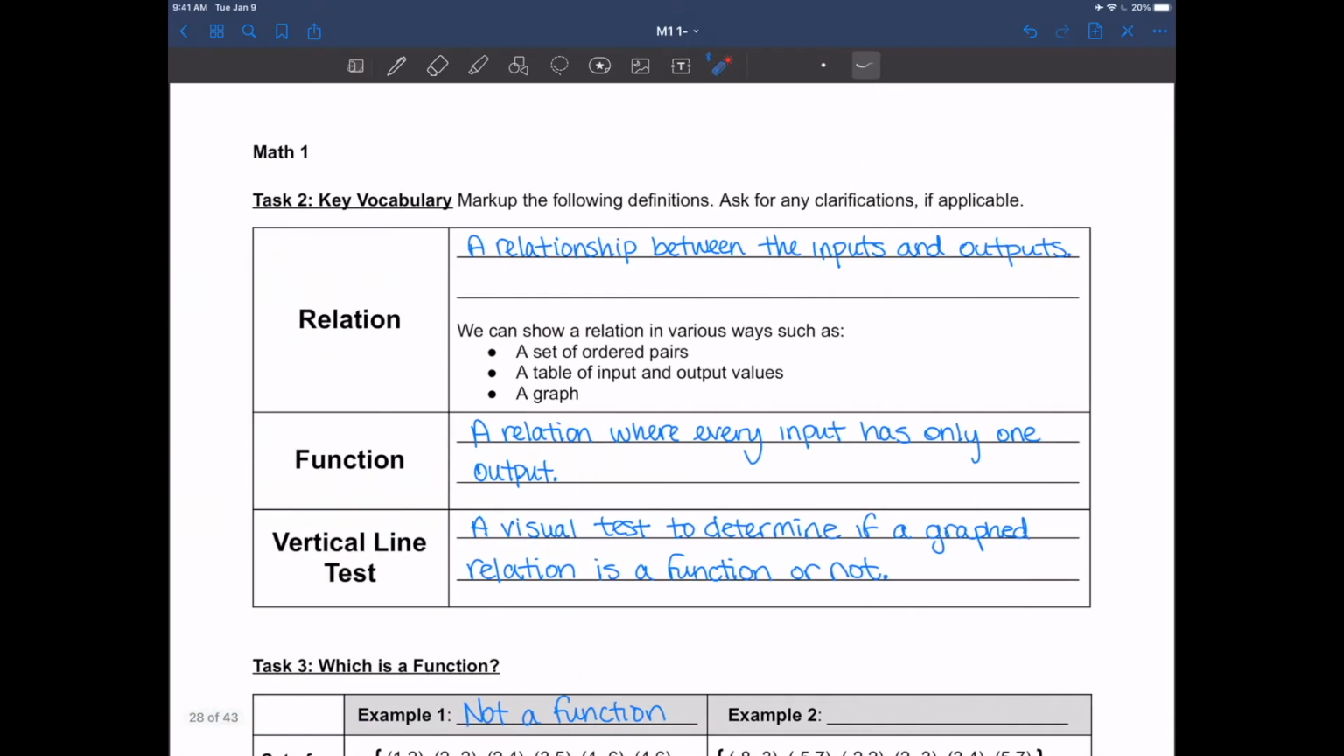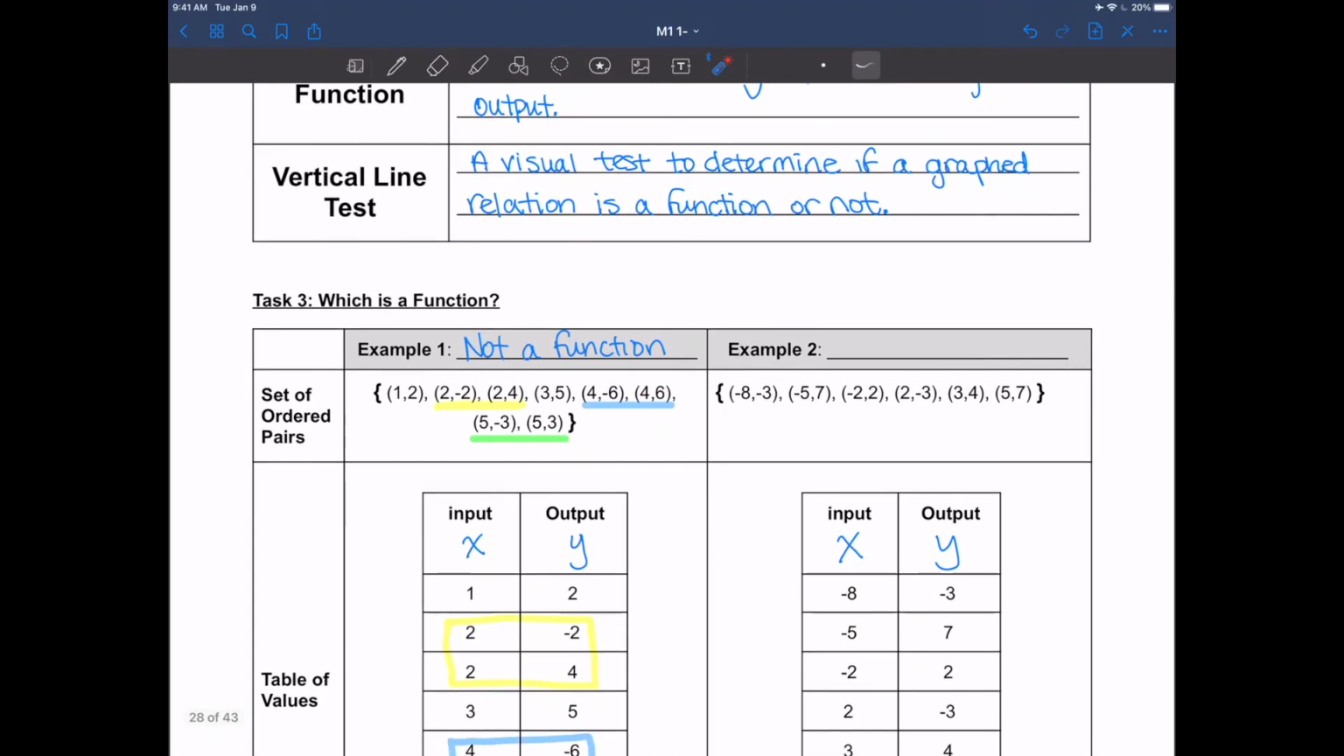So I'm going to go back to the previous page, and I'm going to confidently say that this is a function.